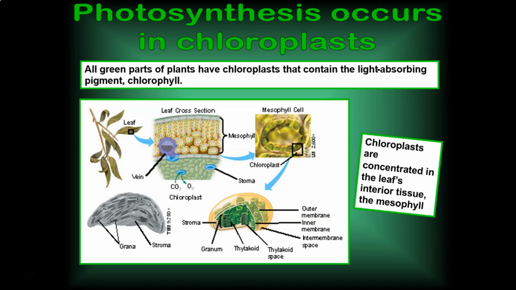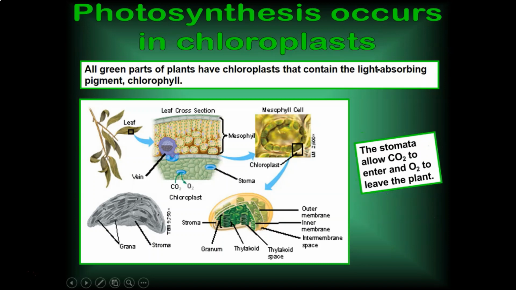So chloroplasts are concentrated in the leaf's interior tissue, the mesophyll. All right, so you can see here you're inside of a leaf, okay, and inside you have this whole big spongy area here, okay, and there's a lot of air in there, okay, it's not too dense. And what's going on here is this is called the mesophyll, and inside of the mesophyll you have these mesophyll cells, and inside of the mesophyll cells you can see there are, in this case, chloroplasts, and then we'll talk about what all these structures are in the chloroplast.